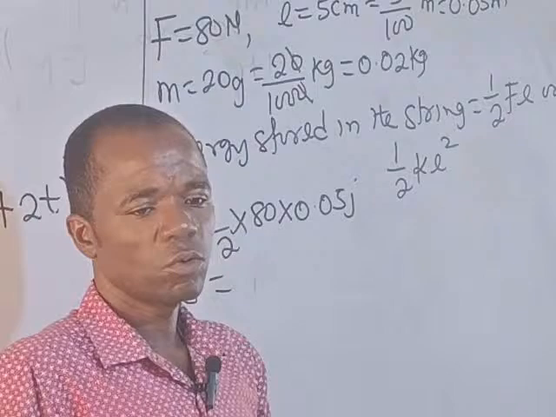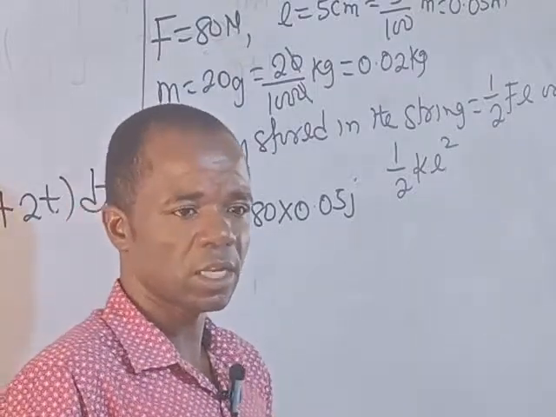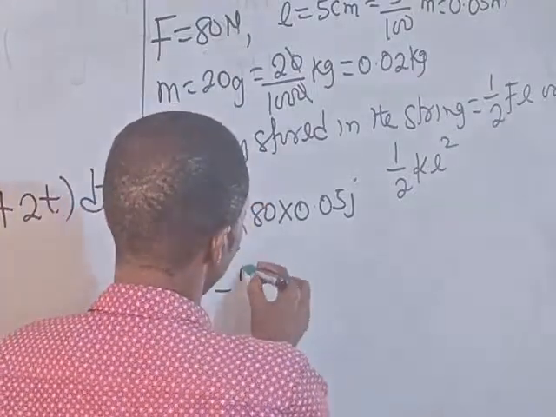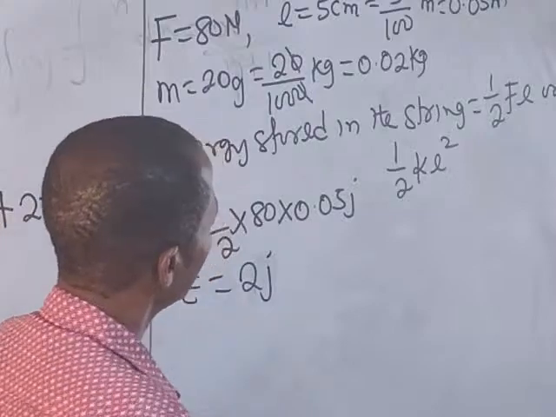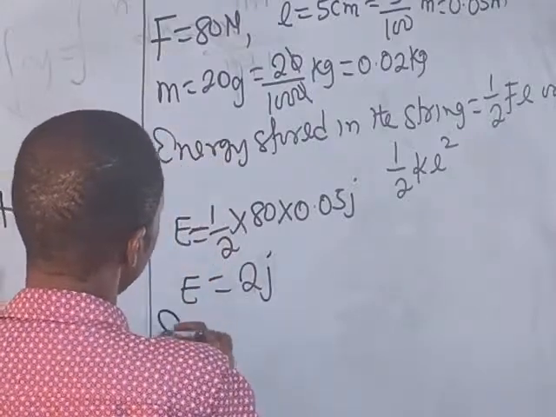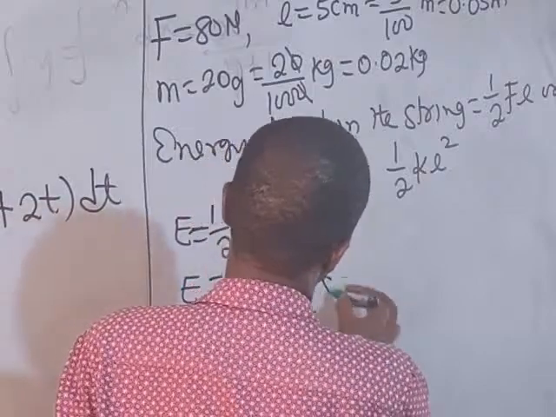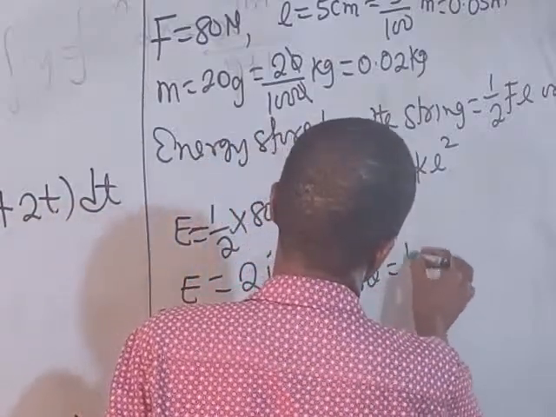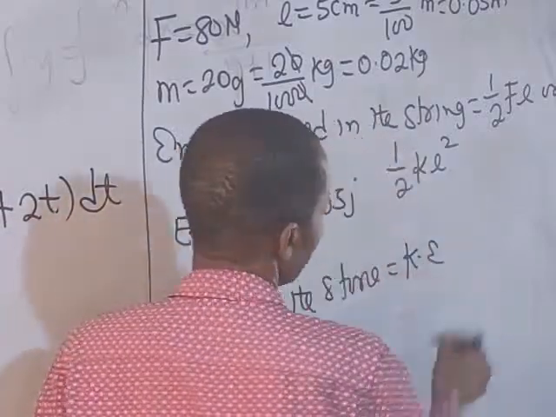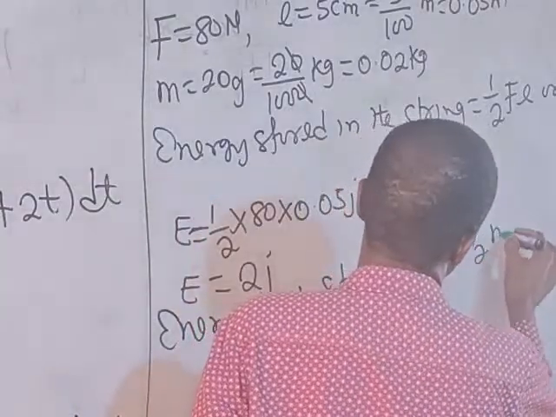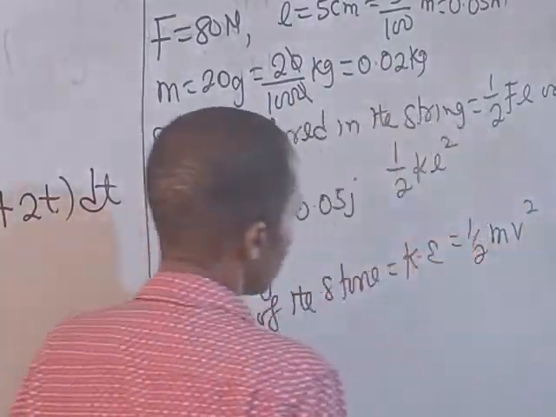I just want someone who can be doing that as fast and accurately as possible. That's 2 joule. So this 2 joule. Not only that, what will be the energy of the stone now? Energy of the stone. What kind of energy does it possess? Kinetic energy, which is half mv squared.